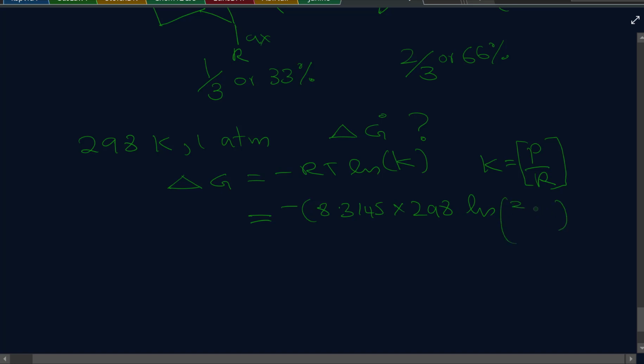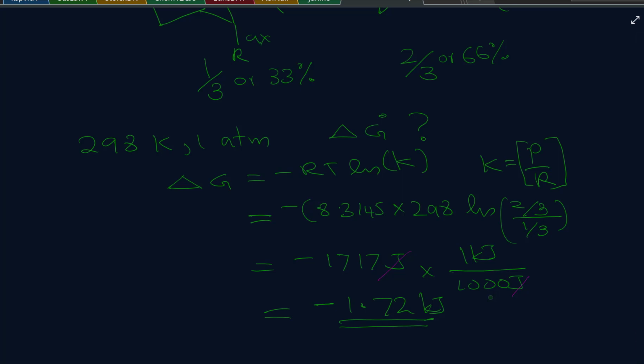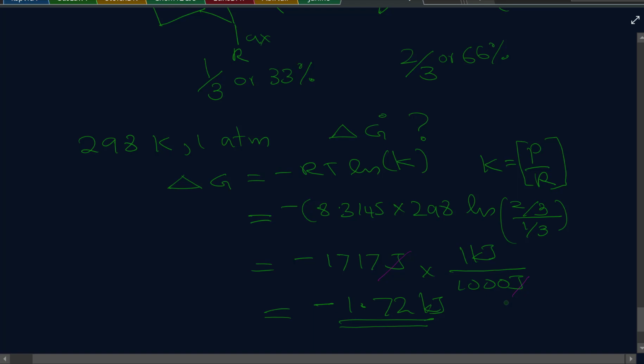Plug in the values. R is 8.3145, 298, ln of 2/3 over 1/3. These are the molar ratios, because molar ratios we can just plug in as they are. Simplify the ln bracket first, and times 298, 8.3145, you will get 1717 joules. But maybe it's a good idea to convert to kilojoules. 1 kilojoule is 1000 joules. Divide by that, cancel joule to joule, and you get kilojoules. So minus 1.72 kilojoules.